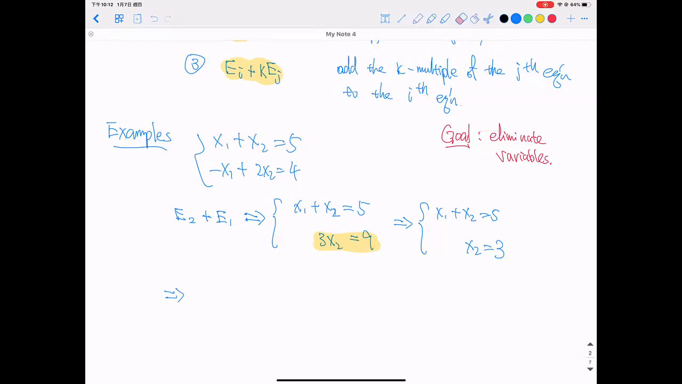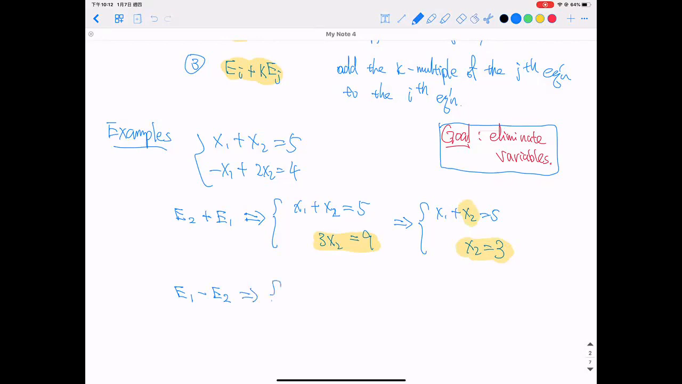Sorry, once again, let me erase this. Now, again, keep in mind that the goal is to eliminate variables. Now that you have the second equation telling you exactly what x2 is, you can use this to eliminate the x2 in the first equation. So the operation we need is subtracting the second equation E2 from the first equation E1.